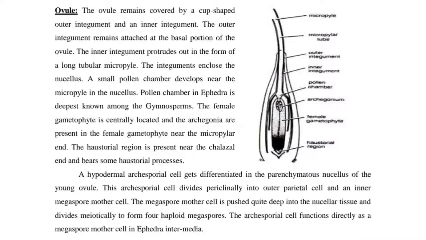The female gametophyte is centrally located and the archegonia are present in the female gametophyte near the micropylar end. The haustorial region is present near the chalazal end and bears some haustorial processes.